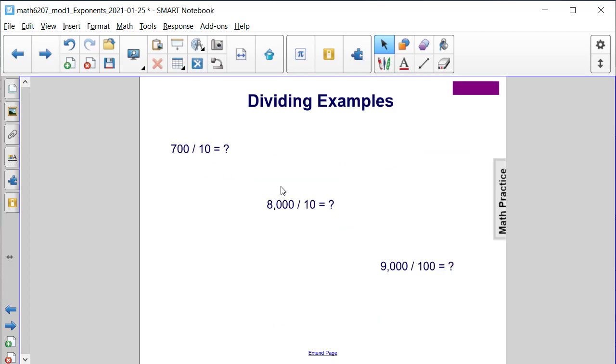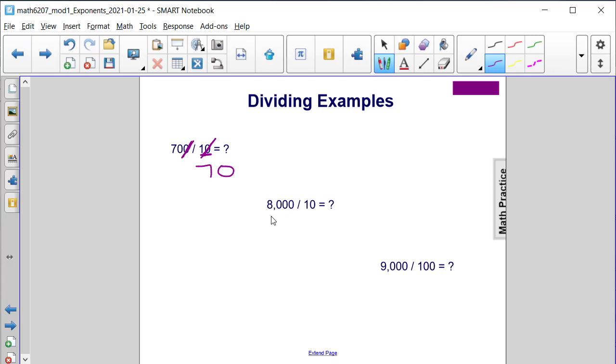Let's try using these steps to solve these examples. In our first one, we have 700 divided by 10. First thing that we have to do is to cross out the same number of zeros that appear in both the divisor and dividend. So the divisor has only 1 zero. So we're going to cross out 1 zero in the dividend to correspond to this one. And then we're going to continue to solve the division problem. What is 70 divided by 1? It's 70. So that's going to be equivalent to the quotient of 700 divided by 10.